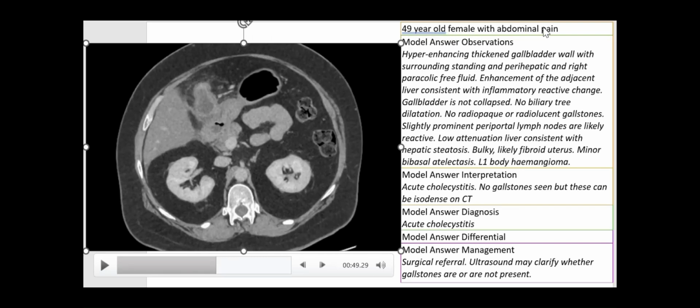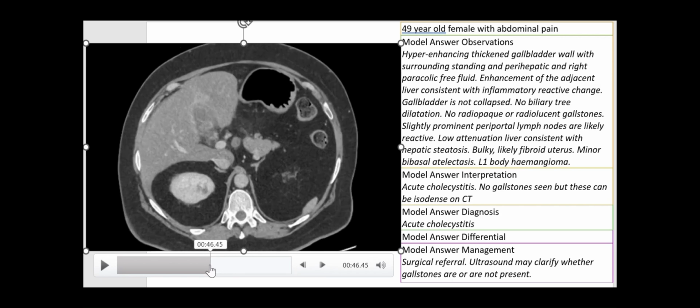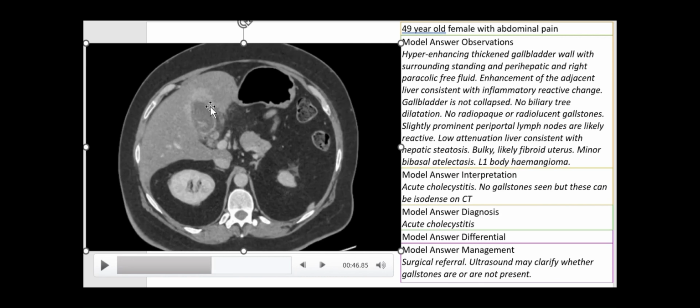49-year-old female with abdominal pain. CT scan of the abdomen showing thickened and enhanced gallbladder wall with adjacent fat stranding. Thickened and enhanced gallbladder wall with adjacent liver enhancement.